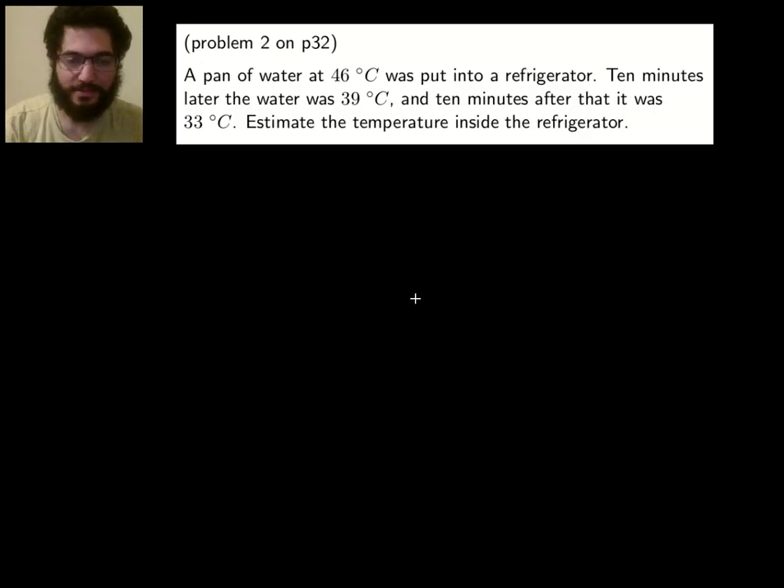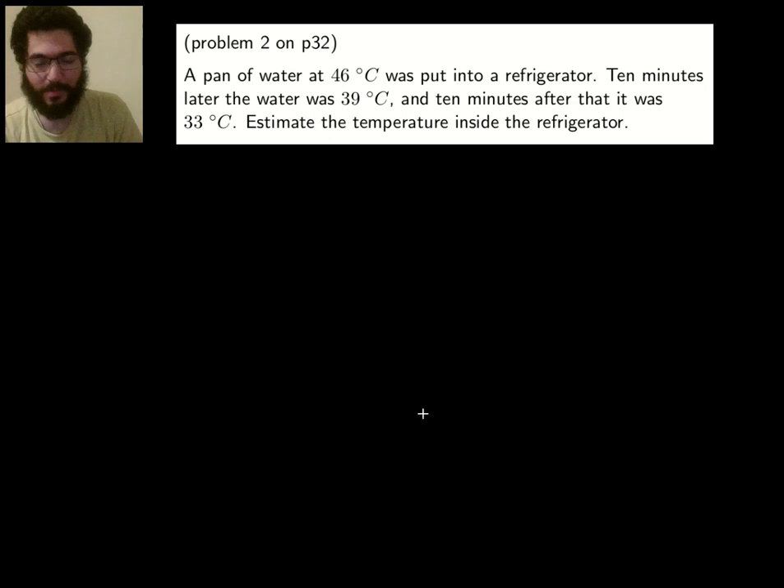All right, let's do an actual exercise with numbers. So this is one that I pulled from the textbook. You've got a pan of water at a certain initial temperature, and it's put into a fridge environment. And 10 minutes later, you check the temperature, and then 10 minutes later, you check the temperature again. So you've got these 3 temperature readings. And then the question is, what's the temperature in the fridge?